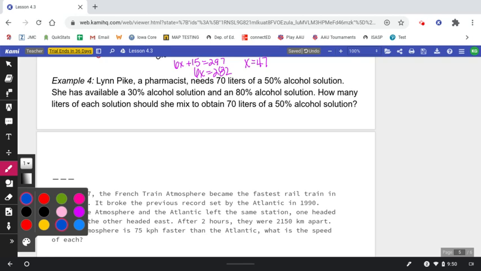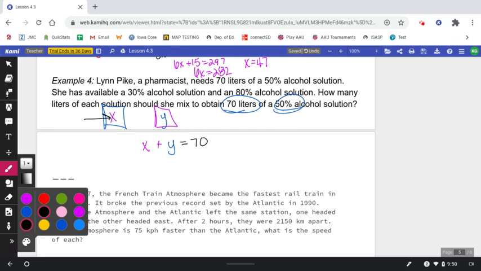So we have two things going on here. We have our liters and we have our percentages. Basically we have two bottles here, and there's some amount in here and there's another amount in here, and we don't know what they are. But we know that when we mix the two amounts, x plus y, we're going to get a total of 70 total liters.